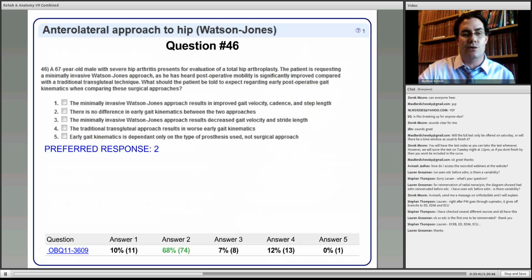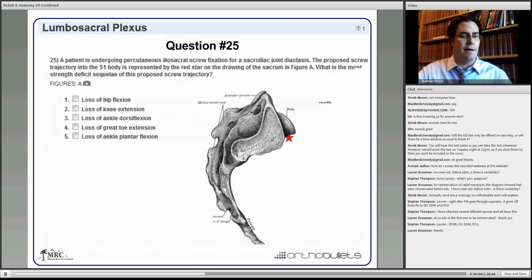And so that's the answer that they're looking for. There is no difference in early gait kinematics between the two approaches. It looks like a majority of people were able to get that correctly, 68%. The next most common was answer 4, which is the traditional transgluteal approach results in worse early gait kinematics. And as we showed in that 2010 JBJS study, that has not been proven to be the case as of yet.